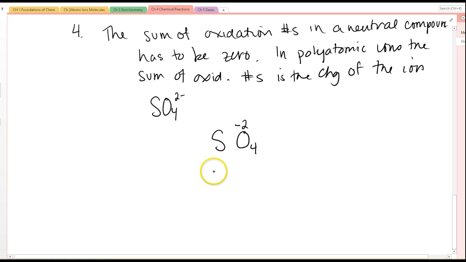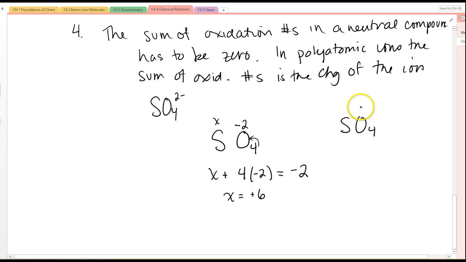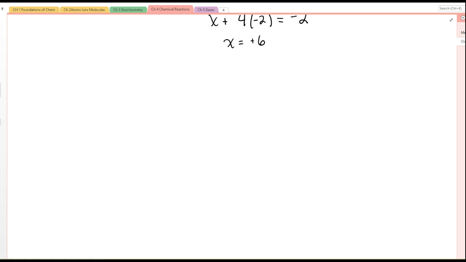However, we know that the total of sulfur, which I'll call X, plus 4 times -2, because there are 4 oxygens, each with an oxidation state of -2, has to equal -2, because the charge is 2-. So when we solve that, we find that X has to be +6. So it turns out that the oxidation state for sulfur in this compound is +6, so that this polyatomic ion comes out to have a charge of 2-. All right, let's do a few more examples of this.